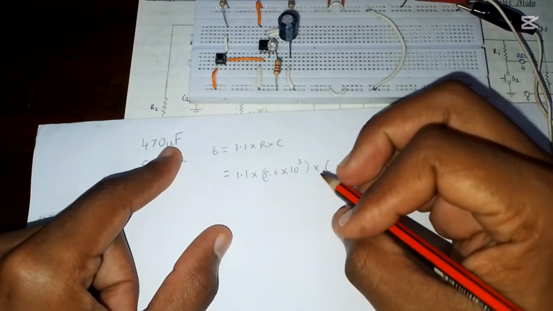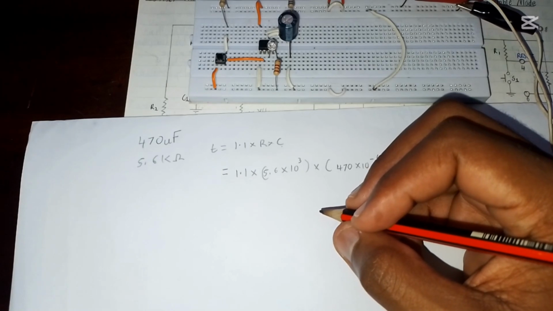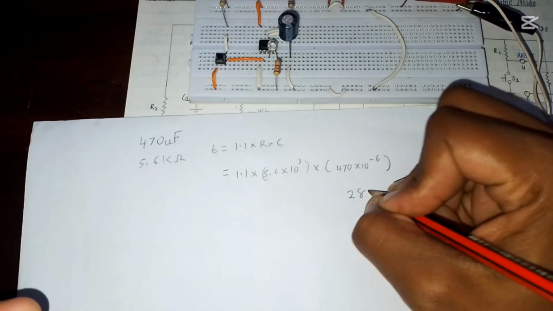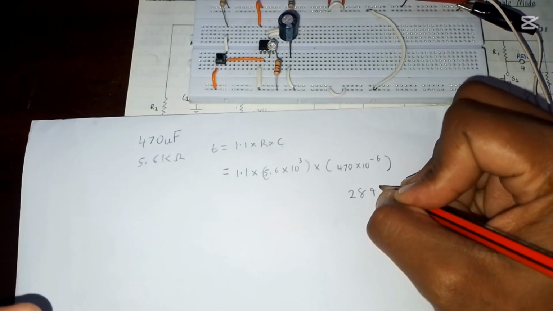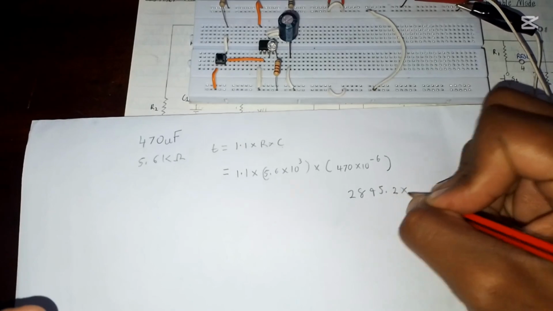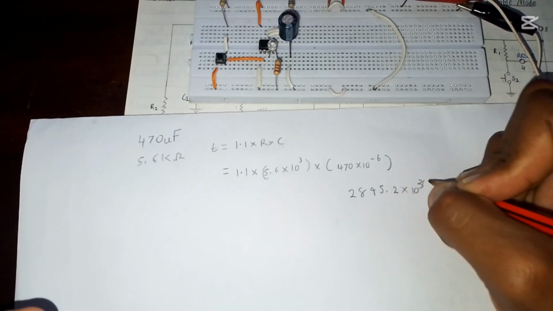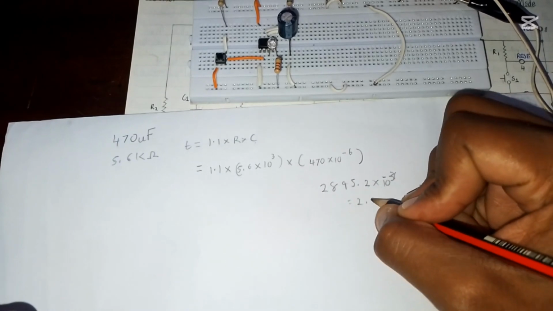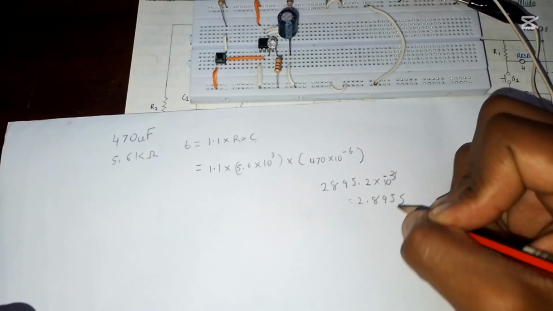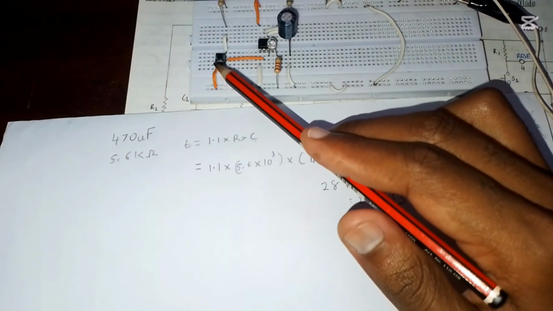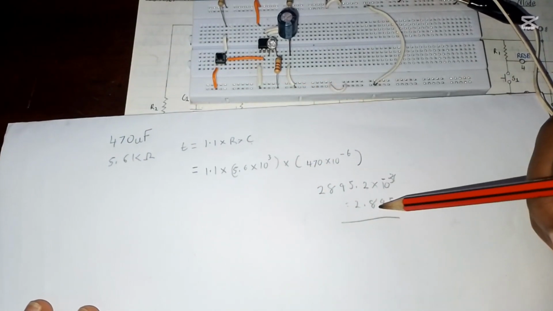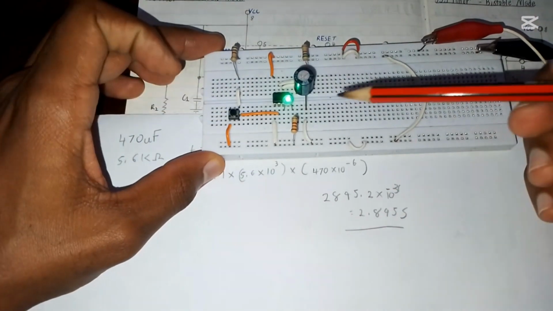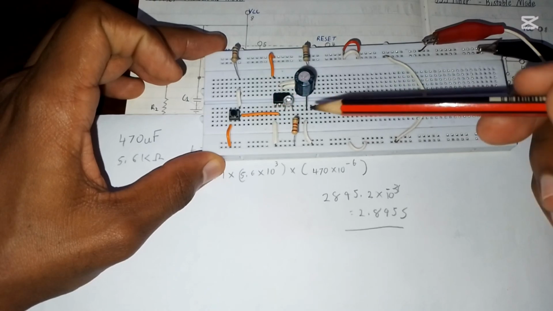Then once you calculate this, you're going to get 2895.2 times 10 raised to power negative 3, which is 2.895 seconds. So our circuit, once I press this switch, is going to be on for about 2.8 seconds. Let's see if that's possible. So 1, maybe 2, then it's going to be turned off.